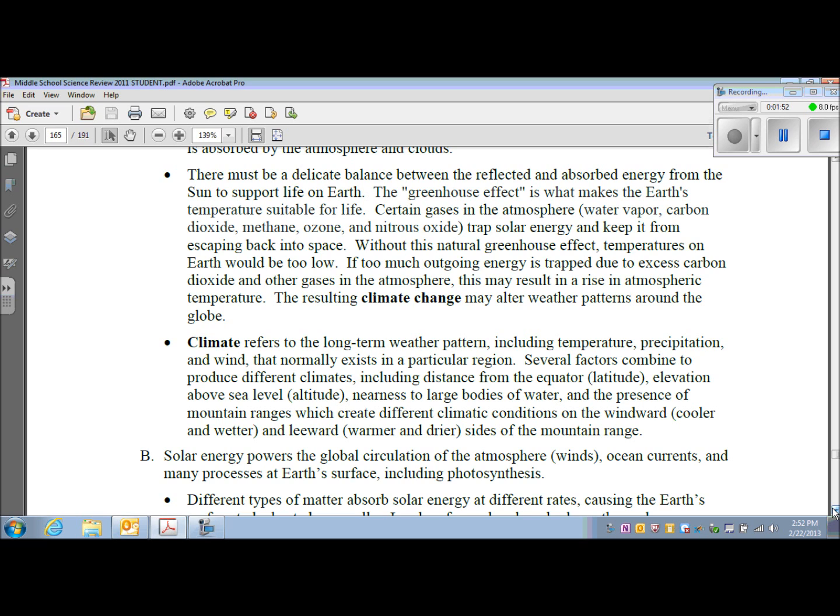Several factors combine to produce different climates, including distance from the equator, latitude, elevation above sea level, altitude, nearness to large bodies of water, and the presence of mountain ranges, which create different climatic conditions on a windward, cooler and wetter, and leeward, warmer and drier, sides of the mountain.